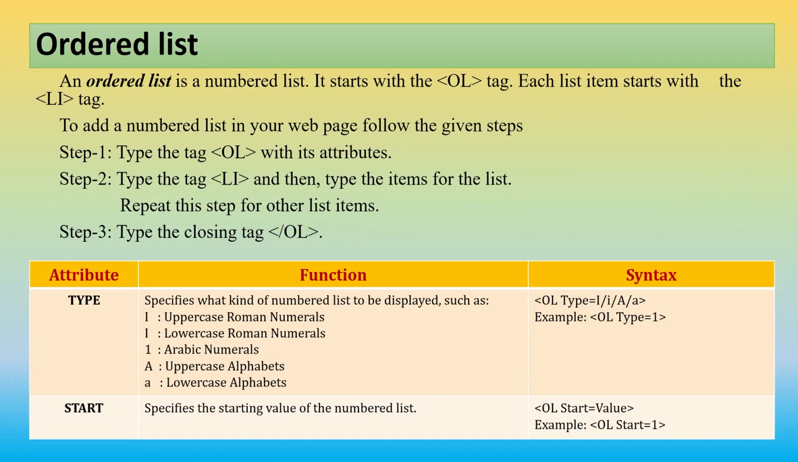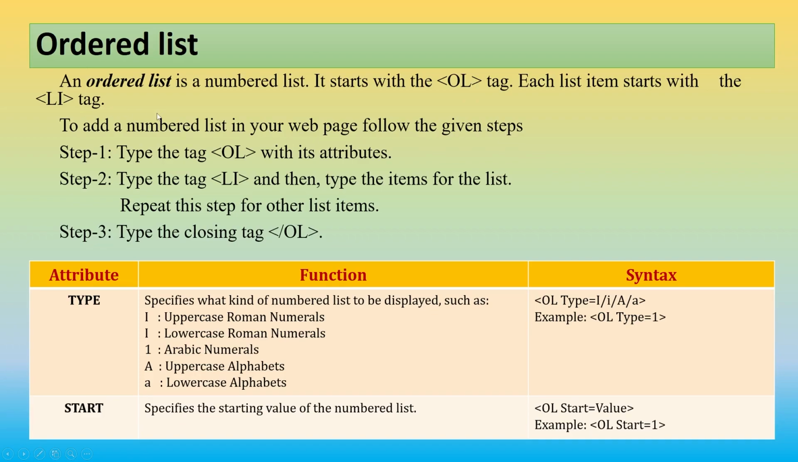Now let's learn the ordered list in a bit more detail. An ordered list is a numbered list. It starts with the OL tag. OL stands for ordered list. Each list item starts with the LI tag. LI stands for list item. OL, ordered list; LI, list item.